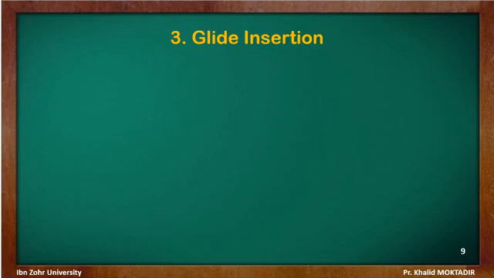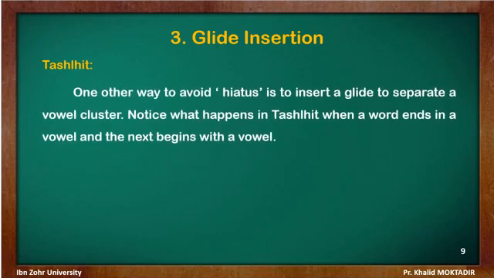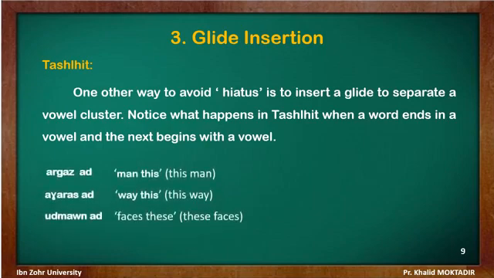In fact, another way of avoiding the situation of hiatus is to insert a glide to separate two contiguous vowels. Now, notice what happens when a word ends in a vowel and the next begins with a vowel. Now here we have the demonstrative pronoun this that comes after the noun. Ergez ed, agarased, udmauned.